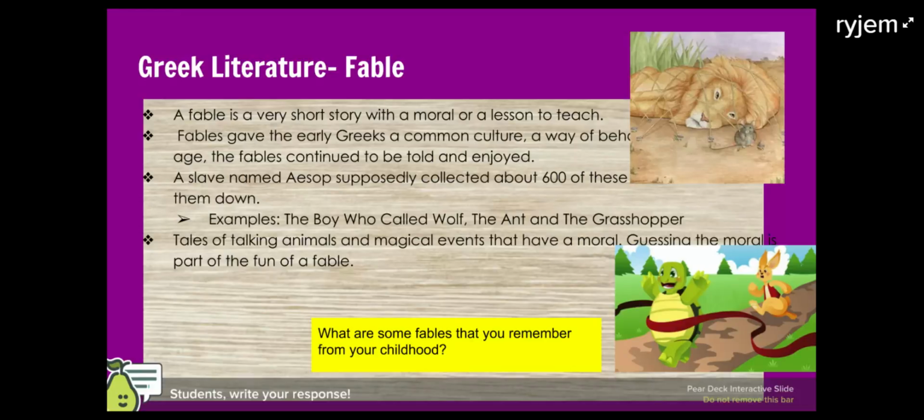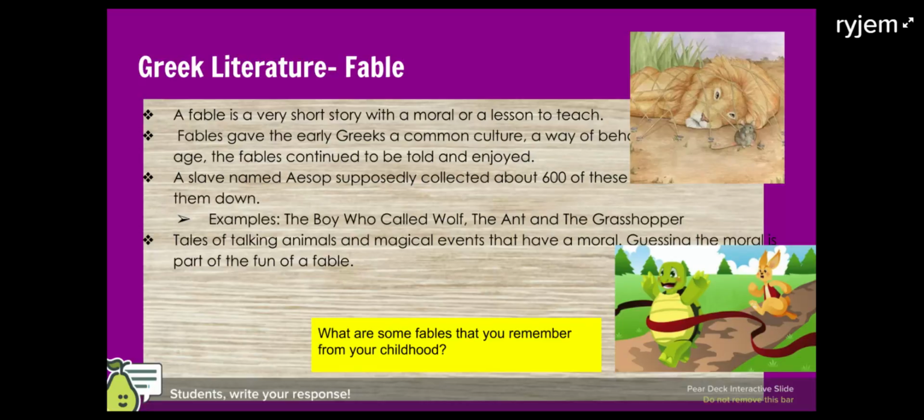One of the popular people who wrote fables was Aesop, and Aesop was a slave, and he supposedly wrote about 600 of these fables down. He didn't create all of them, but many of these fables were told verbally through the mouth, and Aesop collected about 600 of these and wrote them down. Some of his most common ones are The Boy Who Cried Wolf, The Ant and the Grasshopper.